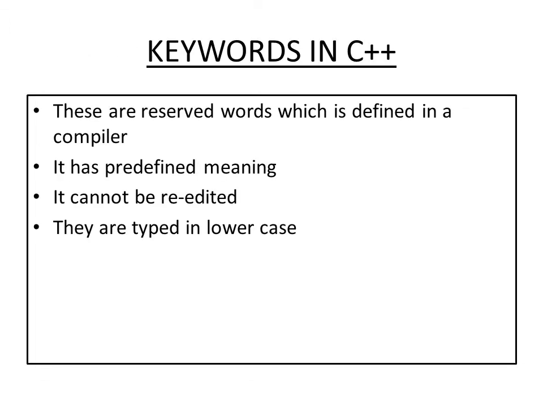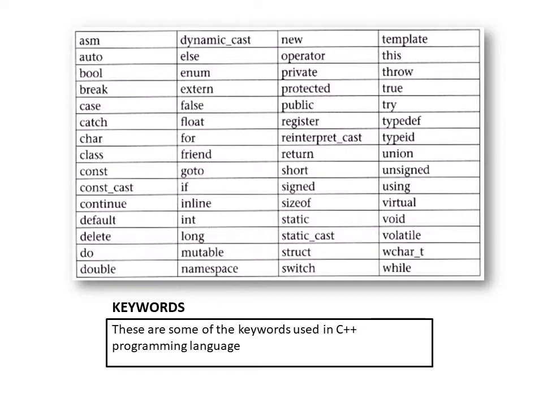Keywords. These are reserved words which are defined in a compiler. A compiler is basically a translator that translates a human language to binary language. These are reserved words. That means these words have only a special purpose. You can't redefine them, and they are only typed in lower case. That's why they have a predefined meaning. That means they are only used for a special purpose. These are some of the keywords used in the C++ programming language: asm, auto, bool, break, case, catch, char, class.